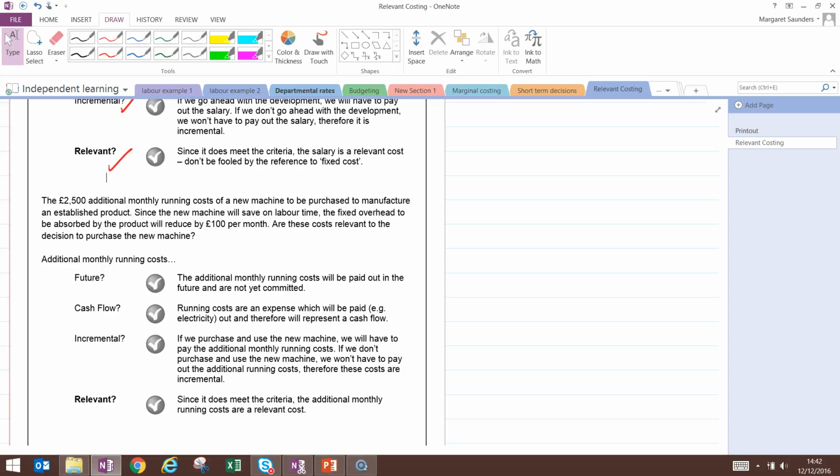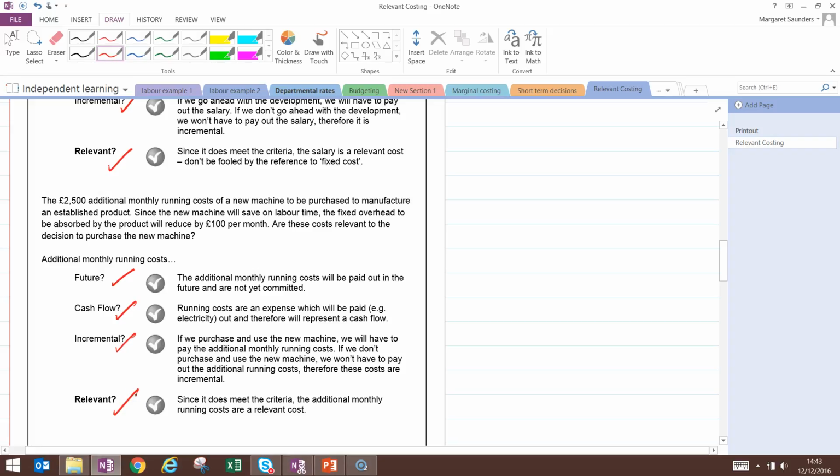£2,500, is it a future cost? Well, we can confirm that it is, because they will be paid if we go ahead with the new machine. That hasn't yet happened, so it is future. Is it a cash flow? Yes, it is. And is it incremental? Again, there's a clue here because it says it's additional monthly running costs. So we will incur them if we purchase the machine, we won't incur them if we don't. So it is incremental. So therefore the relevant cost is £2,500.